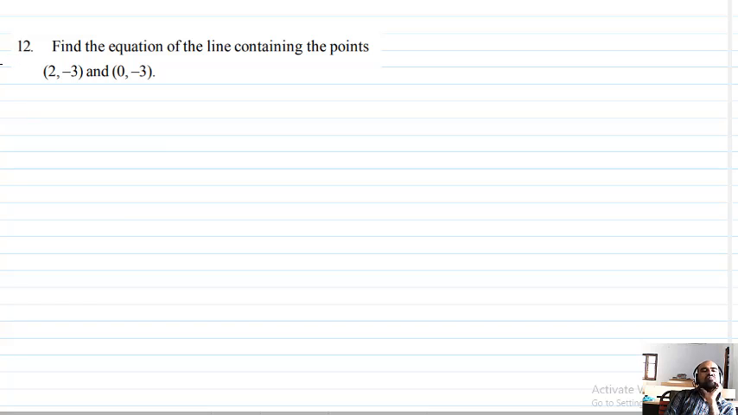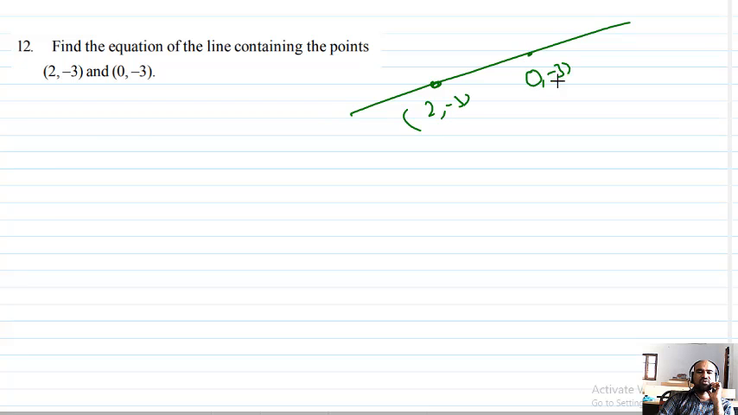Okay, next problem, 12th problem. Find the equation of the line containing the point, using the two-point formula. The straight line is passing through (2, minus 3) and (0, minus 3). Two-point form: (x1, y1), (x2, y2), say this is L. Equation of the required line, I will write.